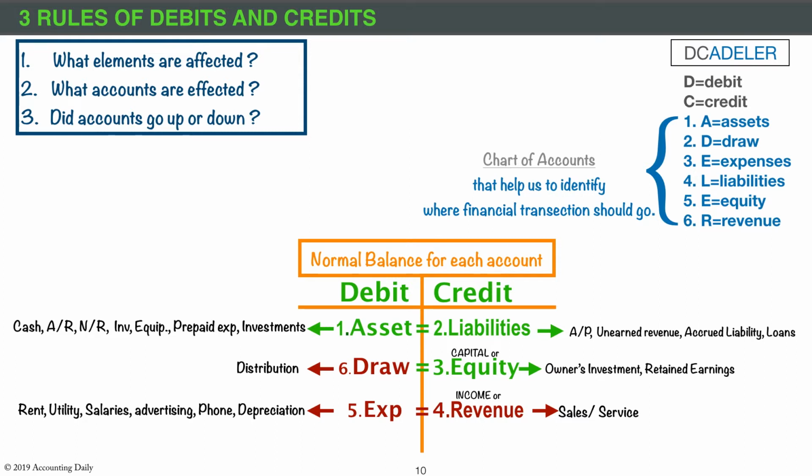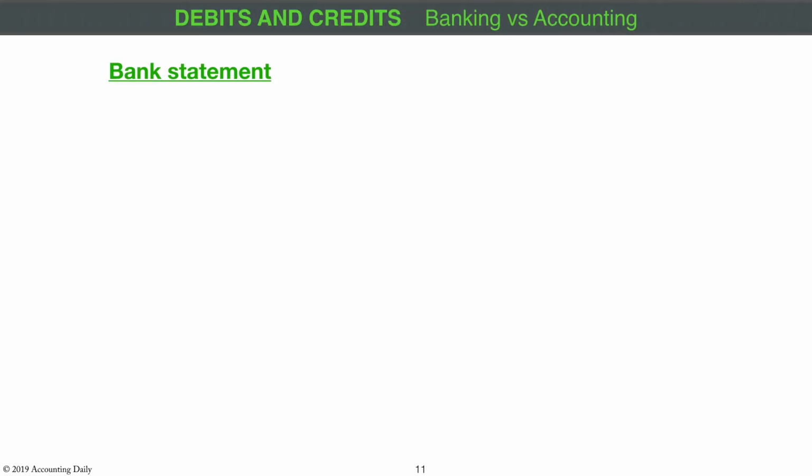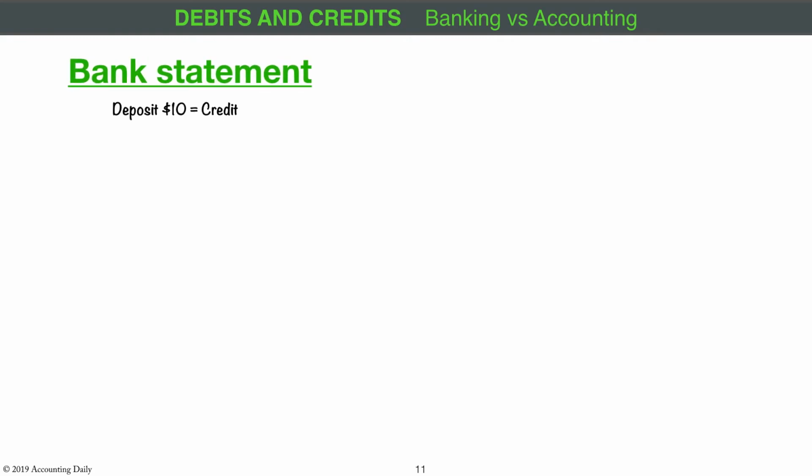Before I go, I want to also go over the debits and credits in banking versus accounting. So let's say you deposit $10 in your checking account. Your bank statement will show $10 credited and increase that amount.